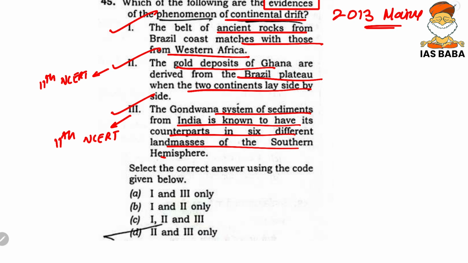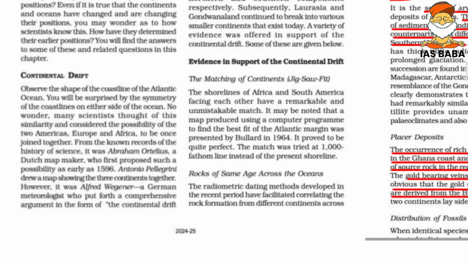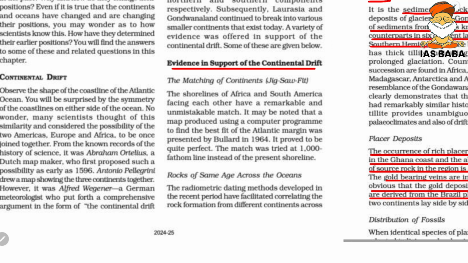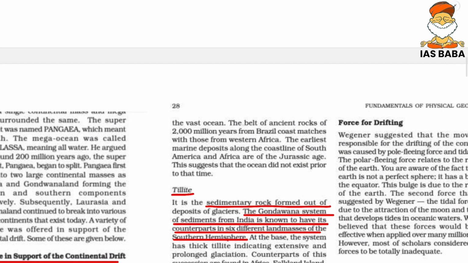So basically this is a very simple question, I would say. And lastly, you can also see statement number 1 out here. Here you can see the evidence in support of the continental drift theory. With respect to this statement, the belt of the ancient rocks of 2000 million years from Brazil could match with those in Western Africa.